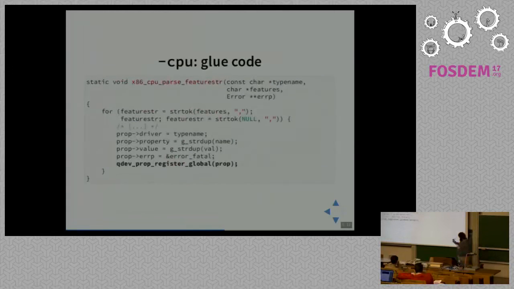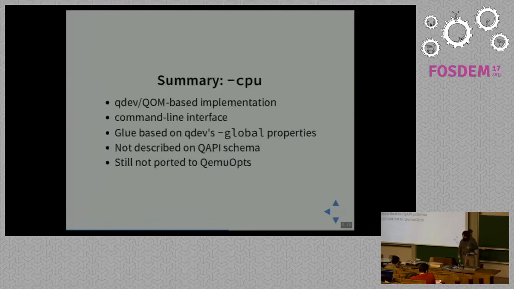And this is the glue code we have. The glue code is going to take the command line options. It's not using QemuOpts, it's using its own parser, but that's something we want to change. And it uses the QDEV global property system, which is something provided by QDEV that ensures that every device of a given type is going to have a key property set. So basically, when you use -cpu, the CPU features declared on the command line are going to be declared as QDEV options. So the summary for -cpu is, we don't even have a QAPI schema for -cpu. It's simply not very well documented.